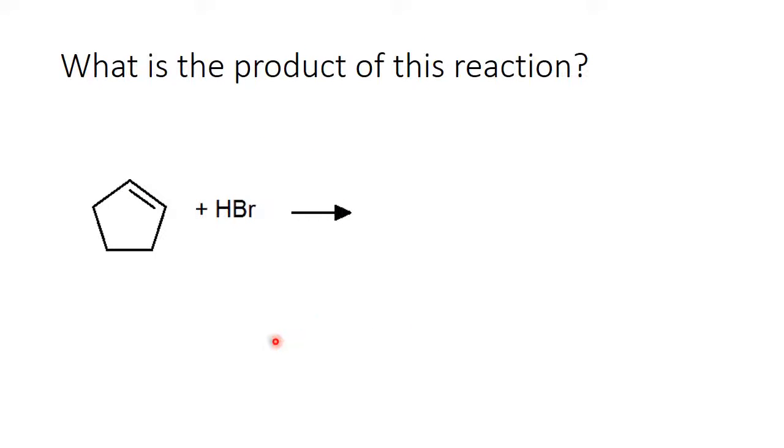What's the product of this reaction? Okay, to do this reaction, we recognize this is an addition reaction, and when we have hydrobromic acid or hydrochloric acid and a double bond, one of the hydrogens ends up on one end of the double bond, and the halogen, or the halide, ends up on the other end of the double bond. So the product of this reaction is here, this bromocyclopentane.